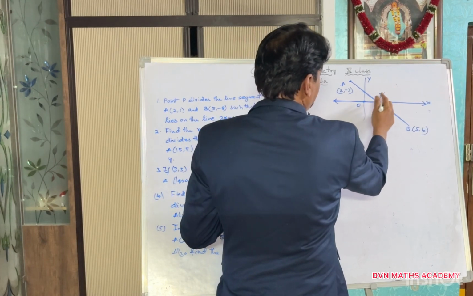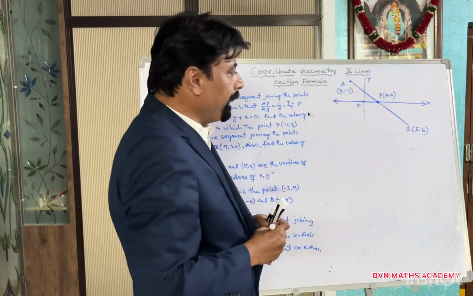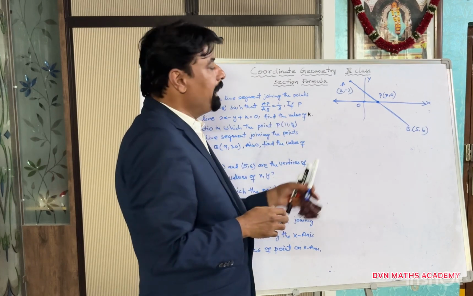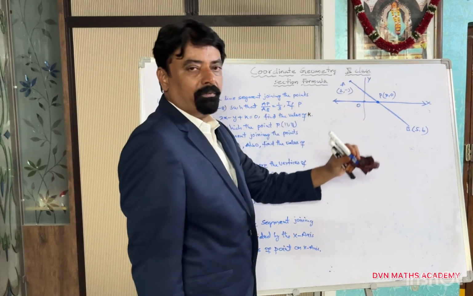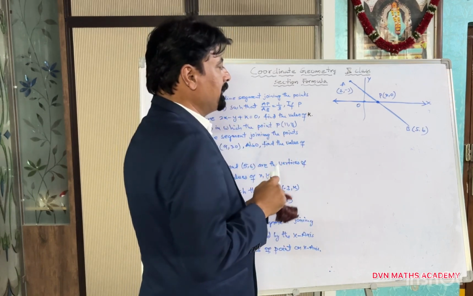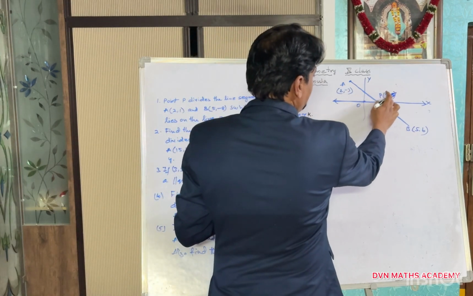If it is on the x-axis, the point will be of the form x comma 0. You should not take x comma y. Every point on the x-axis is in the form of x comma 0. Every point on the y-axis is in the form of 0 comma y. That concept you should know. If you apply that concept, it is easy to solve. So now my point on AB is P, that is x comma 0.